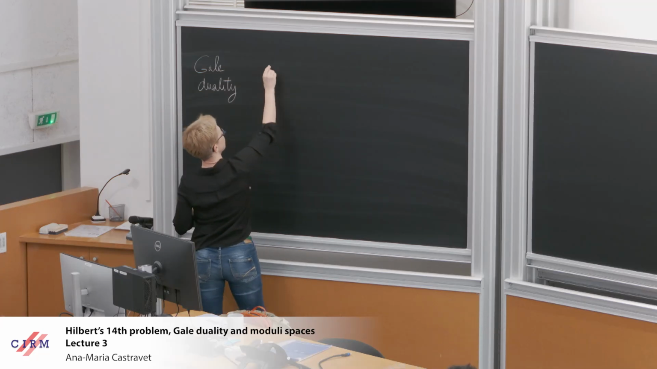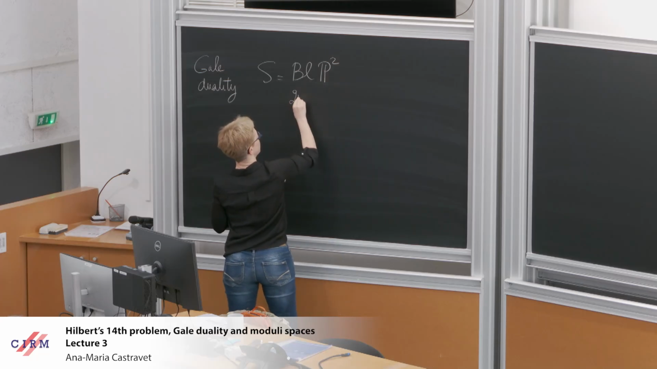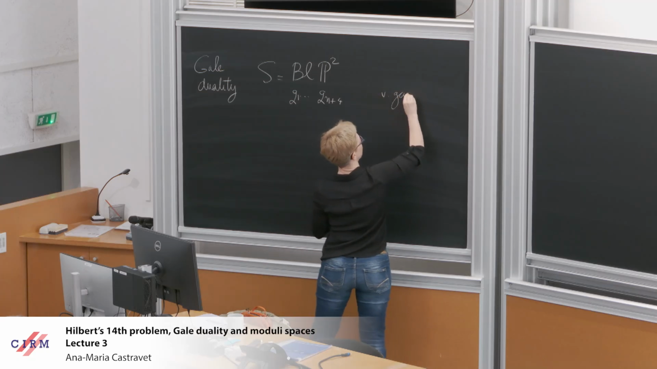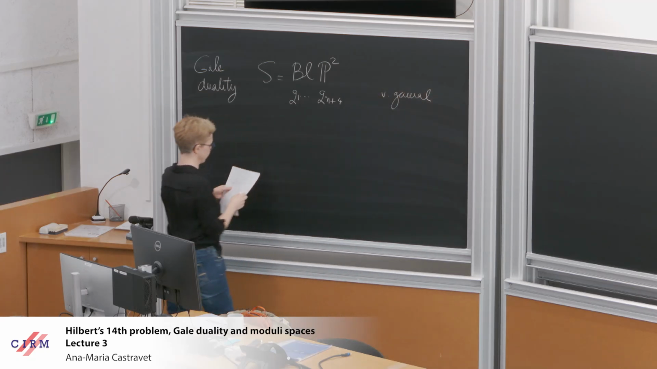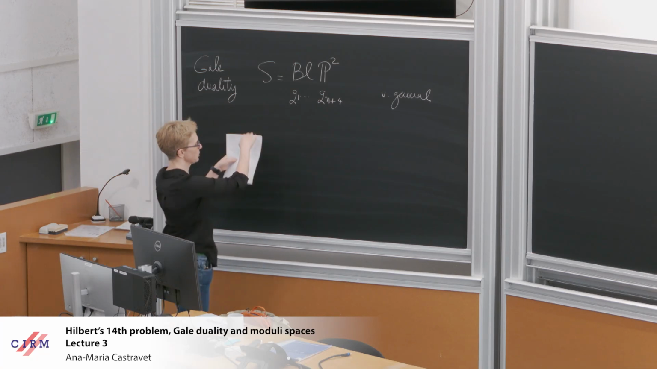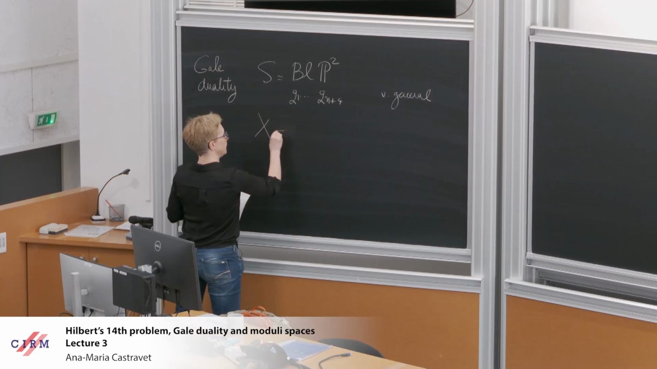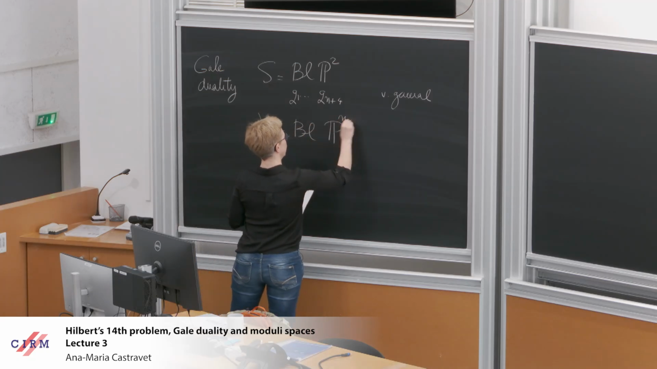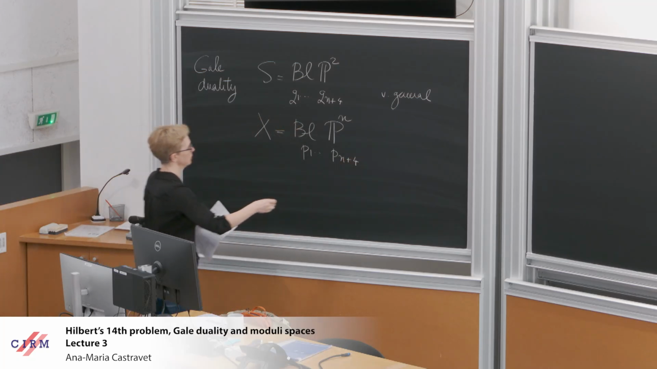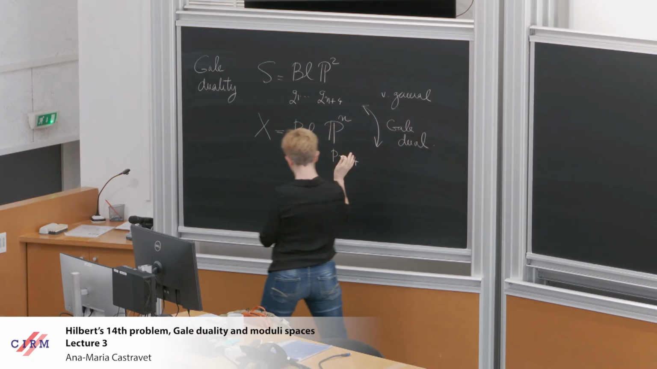Yes, where we are looking at P2 blown up at n plus 4 points. So here I assume very general. Gale duality requires only linearly general, and you will get some mileage out of configurations of not very general points, as Hal mentioned. And then this is Gale dual to Pn blown up at n plus 4 points. So these are the Gale dual. So I'll only talk about this now.